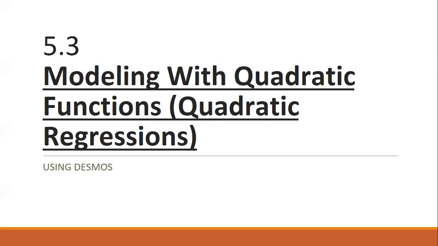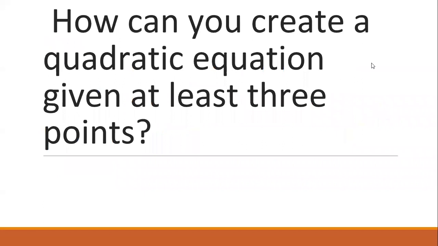All right, so this will be on page 86 of your handy dandy notebook. So we're modeling with quadratic functions, aka quadratic regressions. Essentially what we're going to be doing is we're given a set of data and we're going to model that, okay? So how can you create a quadratic equation given at least 3 points?